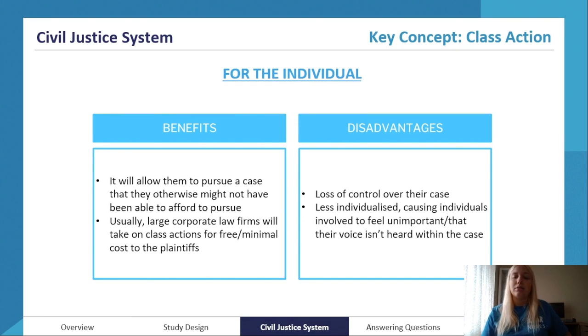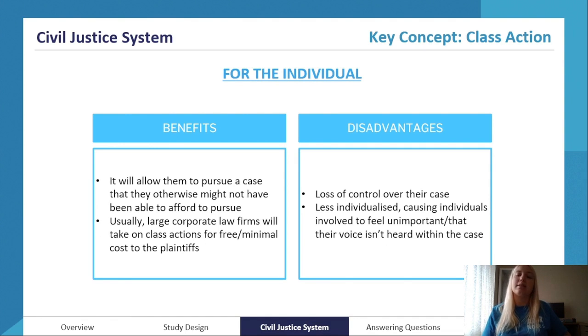Disadvantages, though, are we said there's only a lead plaintiff that does everything. So the other plaintiffs in the group might feel that they have a loss of control over their case. They don't know how it's going, they don't have the ability to submit evidence or make decisions with regards to the trial and the evidence. It's all up to the lead plaintiff. So it's less individualized, causing people to feel unimportant and that their voice isn't heard within the case.